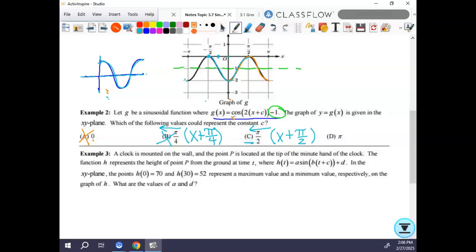Okay. And I don't have to check the period or anything because they're all going to be the same because they gave me the equation. Then I'm going to look at this one. This is x plus pi. So that means I'm going to the left pi. So again, I start here. I move to the left pi, not even touching my graph. So I don't like that one either. So C is my answer.